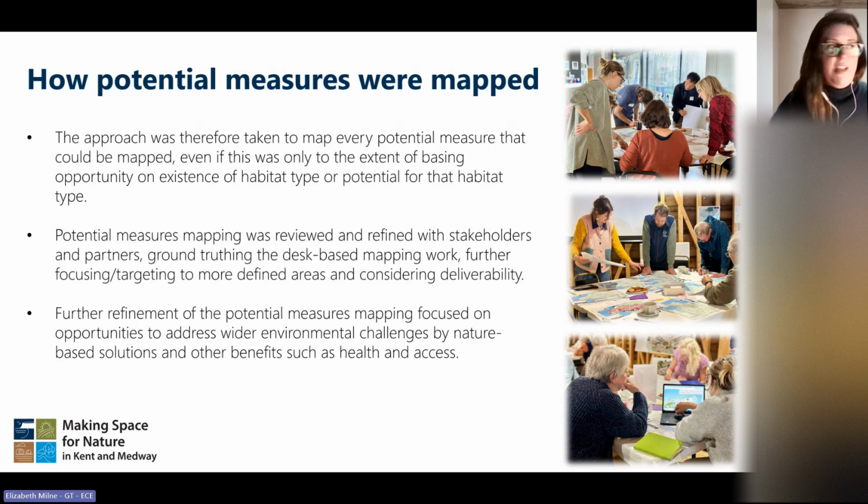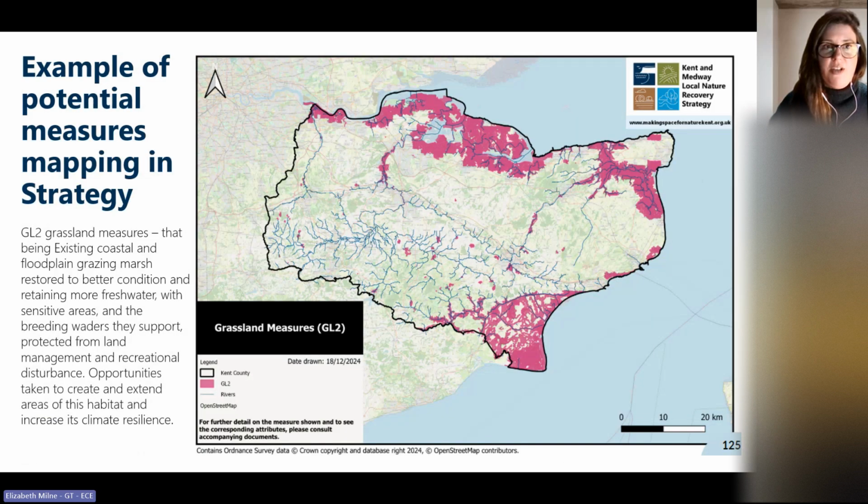And all of this potential mapping is available online, and I will cover that in more detail in the final session. So within the strategy, only grouped measures are presented. So this, for instance, shows you all of the measures that sit under the priority for existing coastal and floodplain grazing marsh. So there's a priority that relates to that, and there are a number of potential measures that sit under that priority.